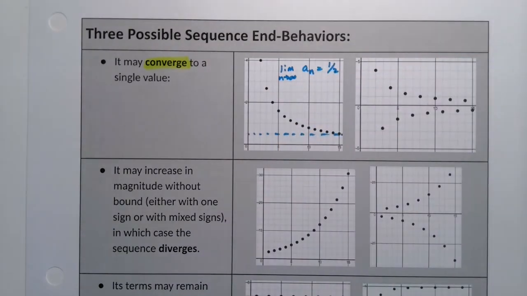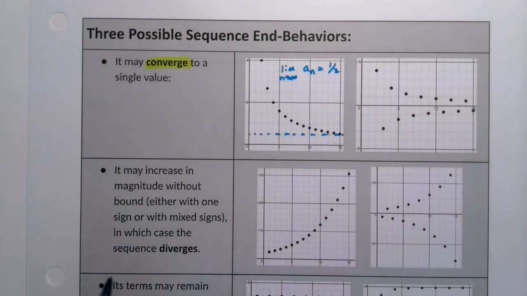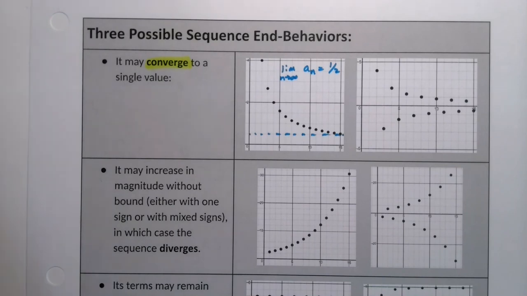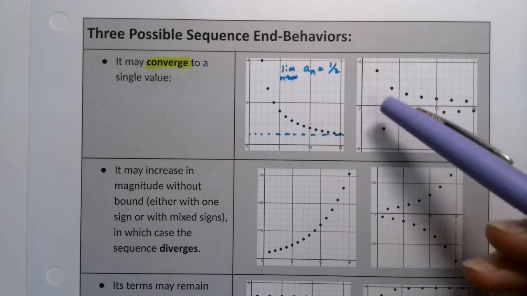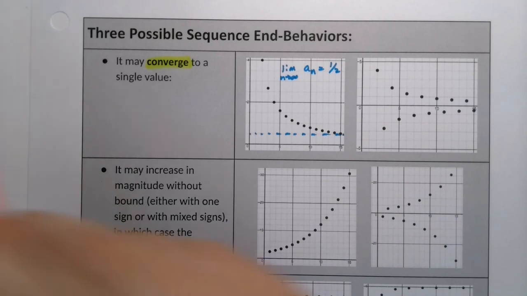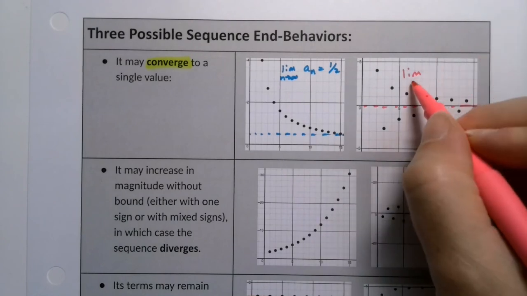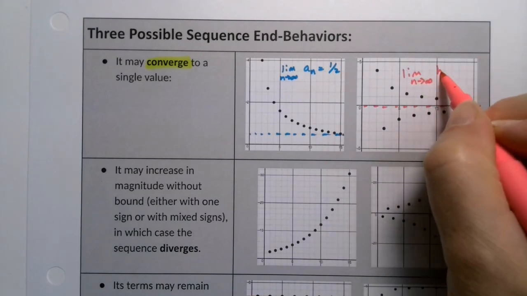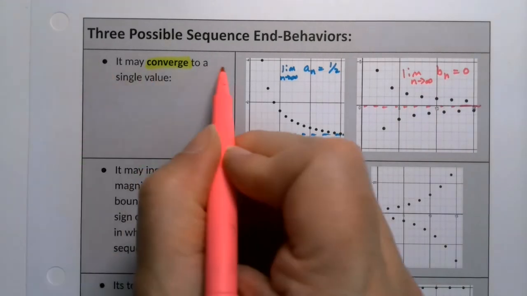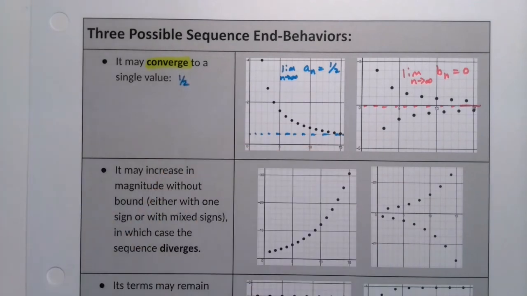And then over here on this one, it looks like the limit is 0. It's oscillating, bouncing up and down, positive, negative, positive, negative. However, it definitely appears like it's going somewhere. It's going closer and closer to 0. So the limit as n goes to infinity, I'll call this one b sub n, is 0. These are converging. It's converging to a single value like a half or 0 or whatever.